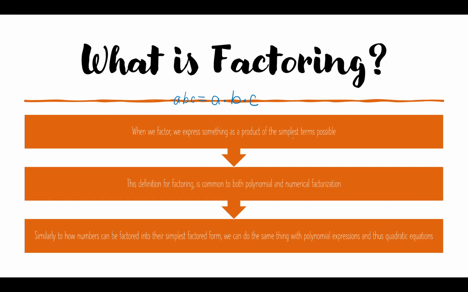So this definition, or this idea of factoring, is the same for both x squared and 49. The method is the same and the definition is also the same. Similarly to how numbers can be factored into their simplest form, we can do the same thing with polynomial expressions and thus quadratic equations. So, likewise to how I can factor 4 into 2 squared, I can factor x squared into x times x.